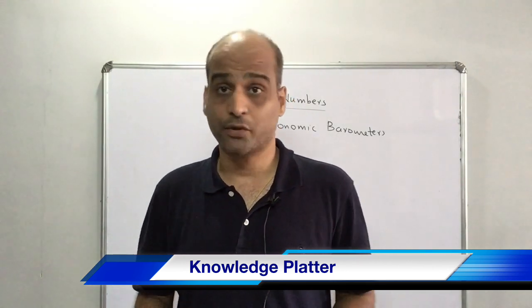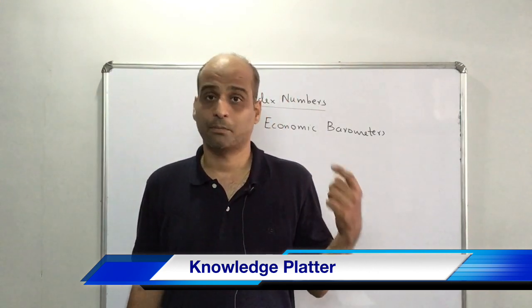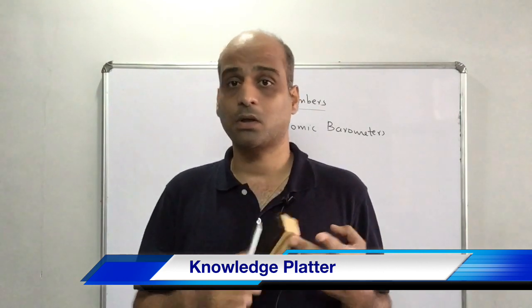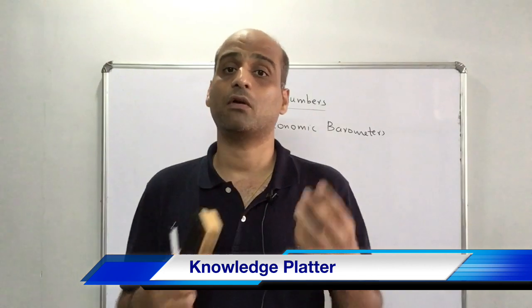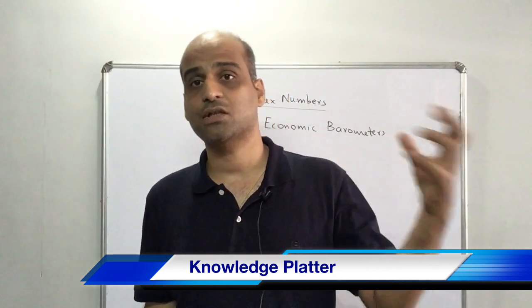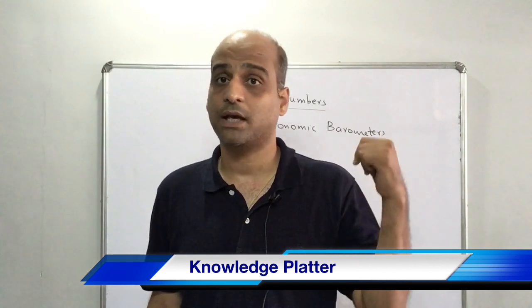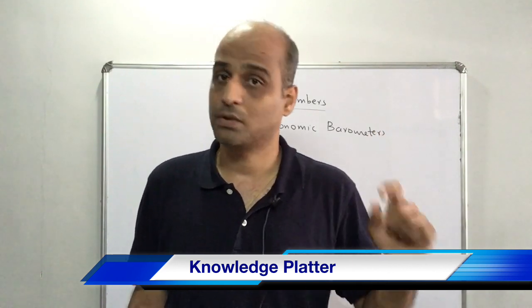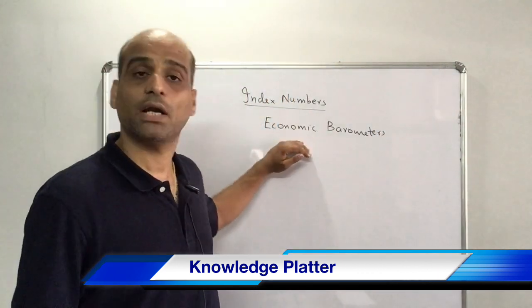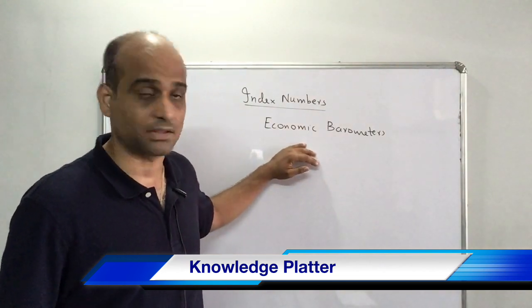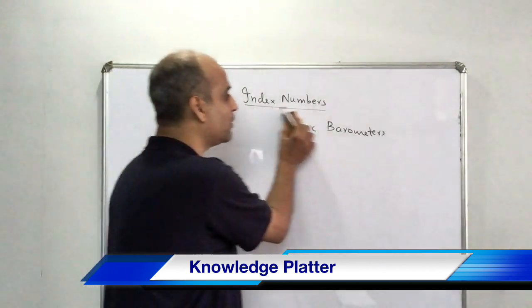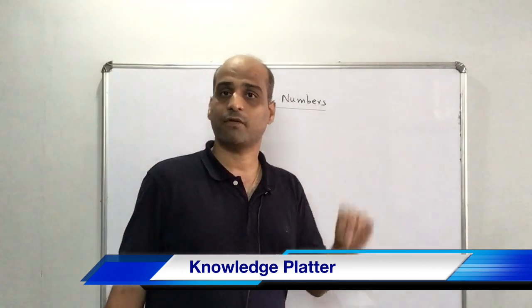Now the economy is generally affected by the prices of commodities, the quantity of commodities and the overall value of the commodities. So any changes in these parameters could be easily identified with the help of index numbers. So that is why index numbers are called economic barometers. Okay. Now what we are going to study is three types of index numbers.